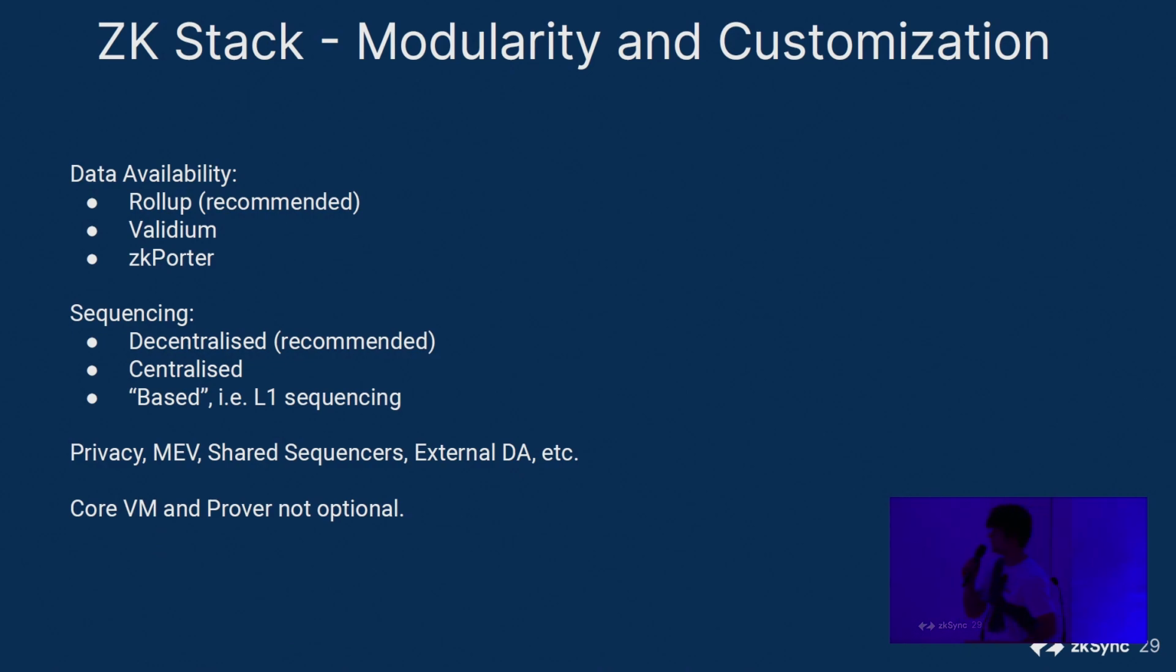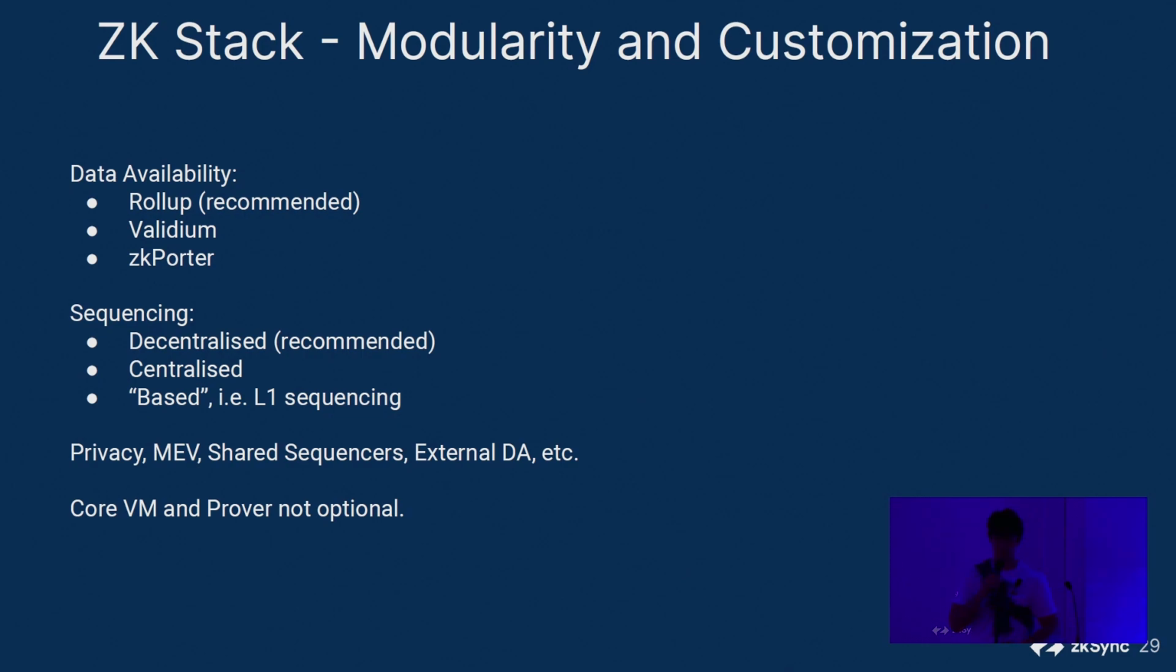Sequencing can also be chosen. It can be decentralized, which is of course the recommended one because this provides the most censorship resistance. It can be centralized. This will be good for some enterprise users. And finally, it can be based, so L1 sequencing. In this case, all transactions happening on the rollup will have to go through the L1 DA layer. And this is also a data availability solution. So if you're a based rollup, you will not have to post state diffs to L1.